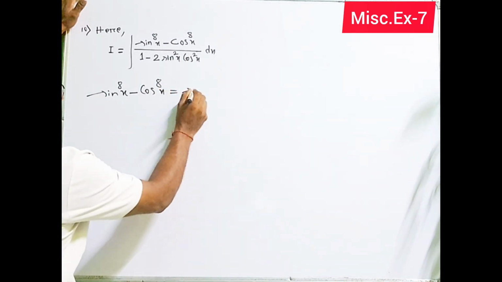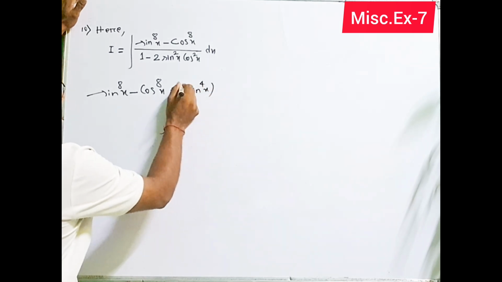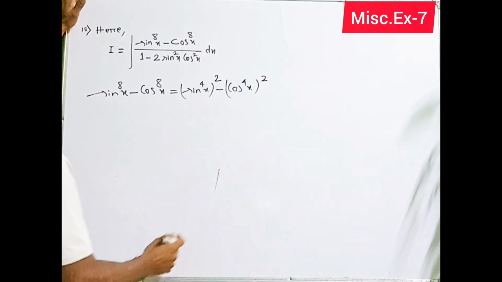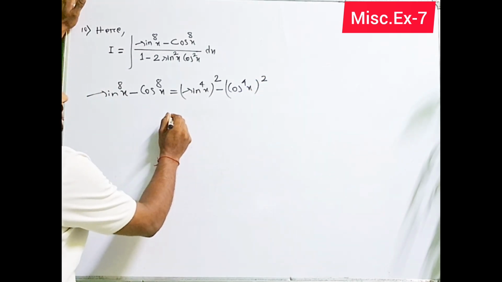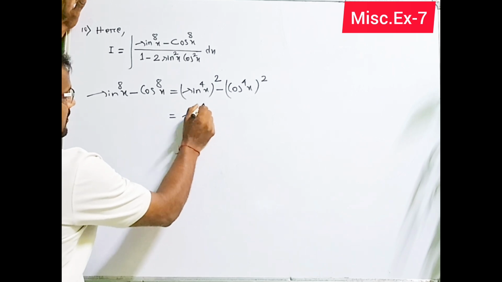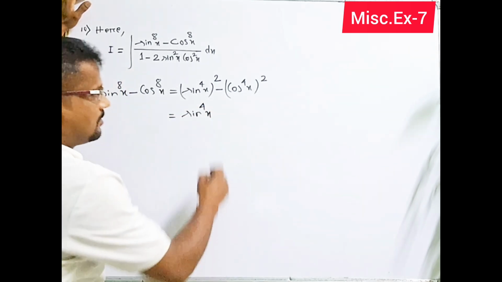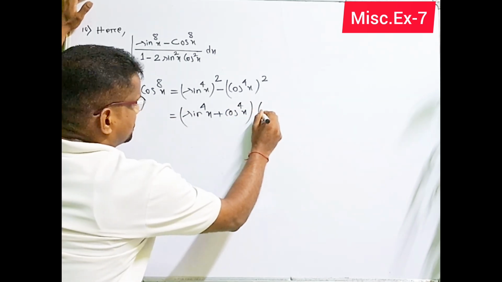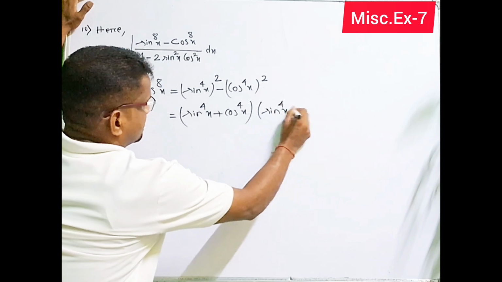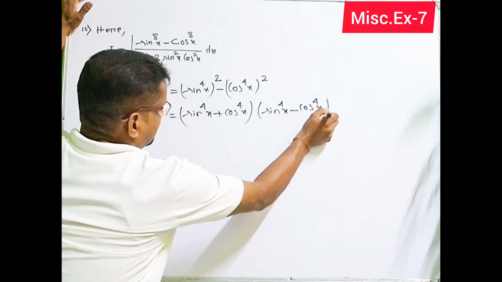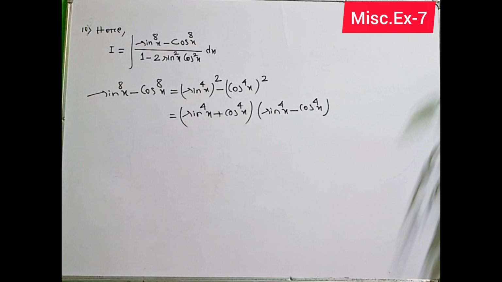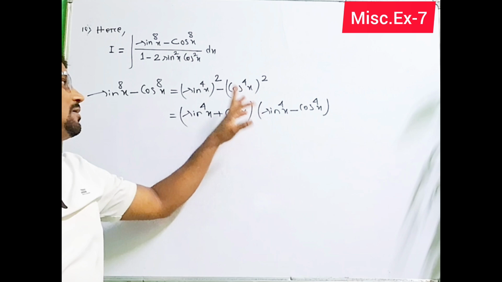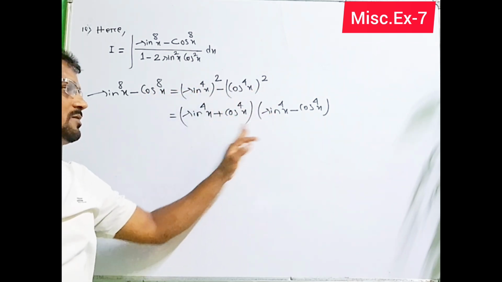You can write it as sin to the power 4x whole square minus cos to the power 4x whole square. So it is a square minus b square. So you can write a, that is sin to the power 4x, plus b, cos to the power 4x, into a minus b, sin to the power 4x minus cos to the power 4x. That is simple. Sin to the power 8x is sin to the power 4x whole to the power 2, and cos to the power 8x is cos to the power 4x whole to the power 2, a square minus b square, in that formula we have written.